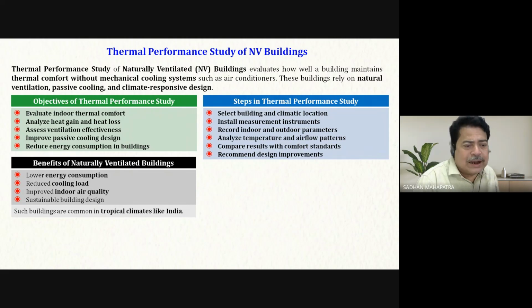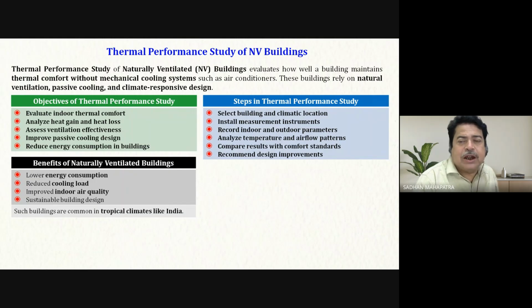There is, as such, no cooling load. But when we look at a mixed-mode building, we can have a fan, improve the indoor air quality, and achieve sustainable building design. And these buildings are very common in our country.